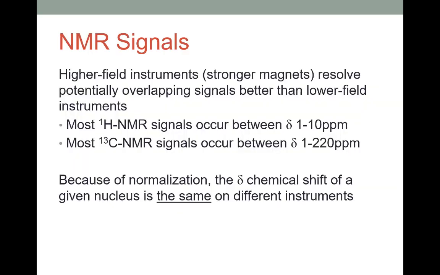I also mentioned earlier that in general terms, we're going to see proton NMR signals in the neighborhood of 1 to 10 on that scale, and carbon NMR signals showing up in the 1 to 220, 250, something like that.